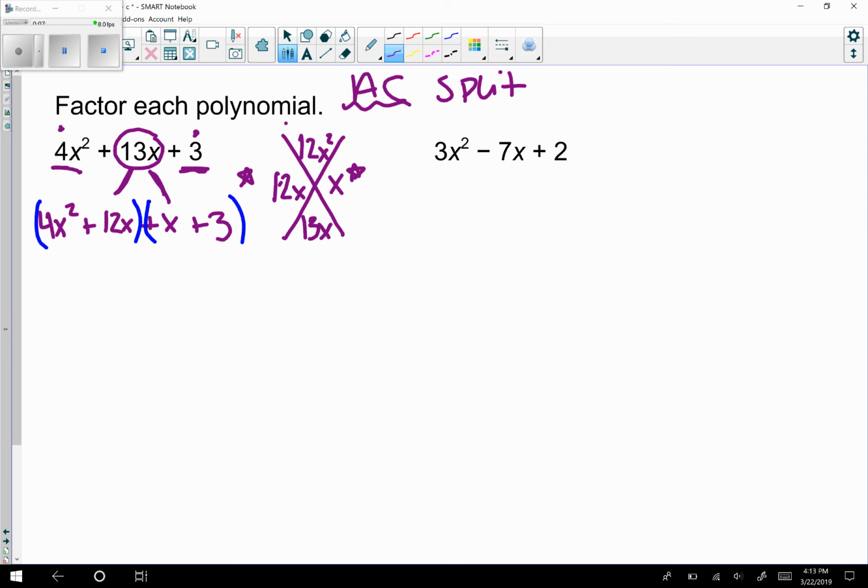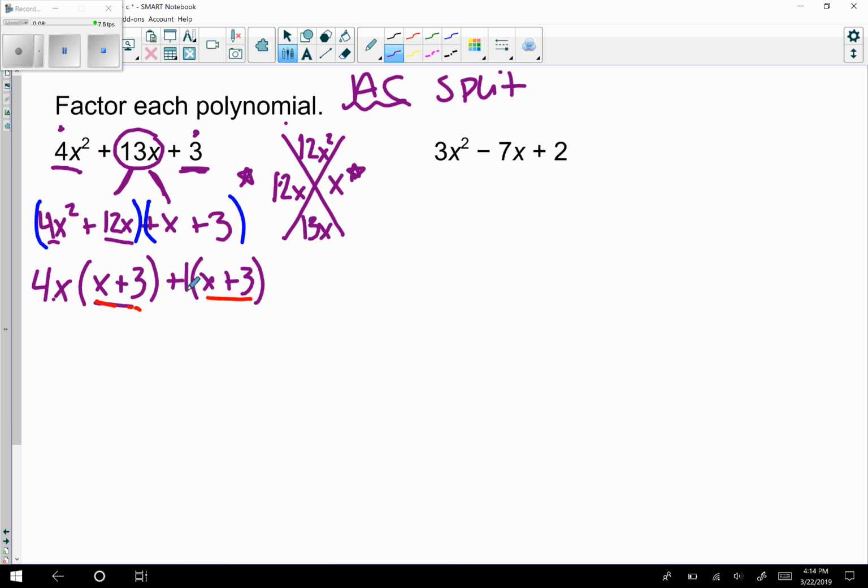Now when we do this, if we look at this first binomial here, I've got 4x and I've got 12x. I am going to take out a factor of 4x, which leaves me with x plus 3. In this second one here, though, I don't have to take anything out. Hopefully you guys have noticed that I came up with the exact same term twice. That's what you want to happen. You want to have the same term show up twice.